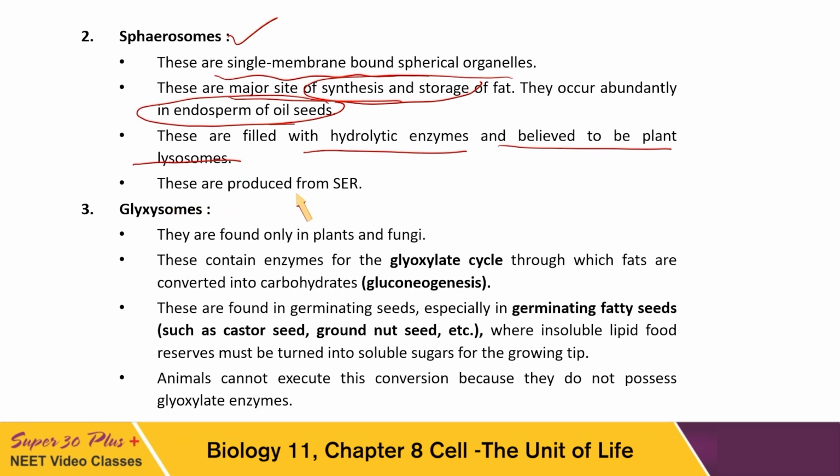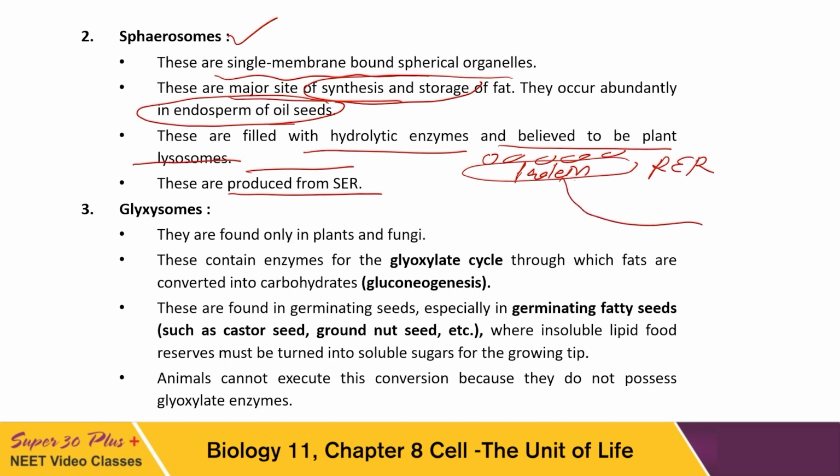These are produced from smooth endoplasmic reticulum. This is the rough endoplasmic reticulum, where protein will be synthesized, as ribosomes are there on this. This is the smooth endoplasmic reticulum. The proteins synthesized here will be transported, and from this smooth ER these bodies will be budded off, known as spherosomes.